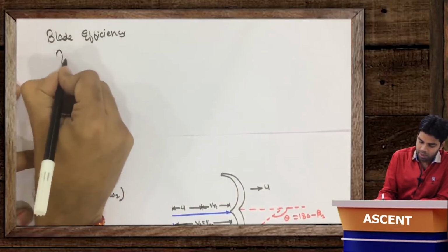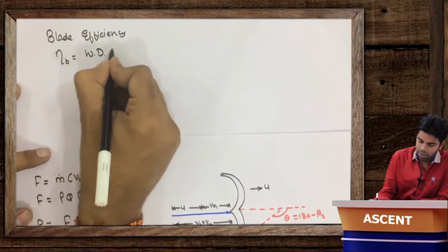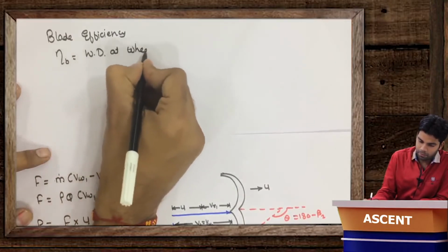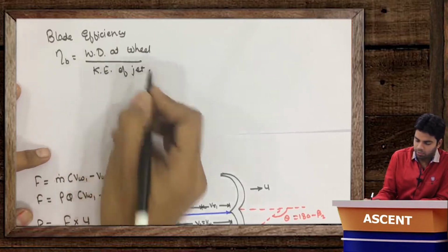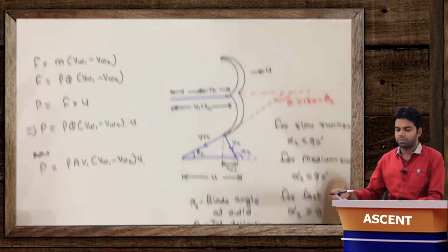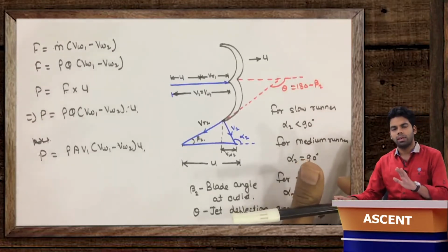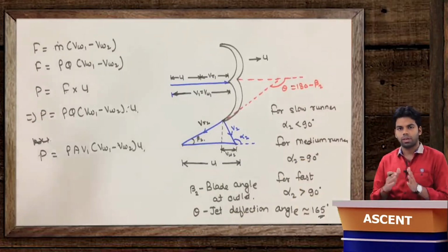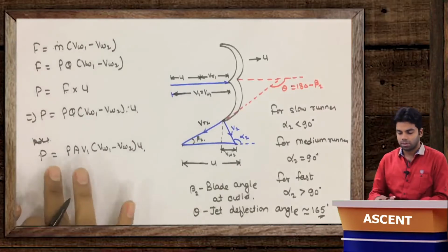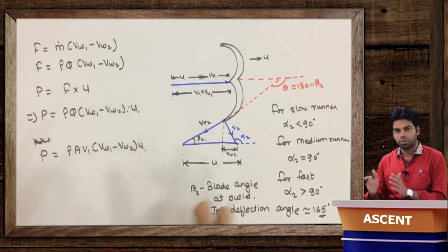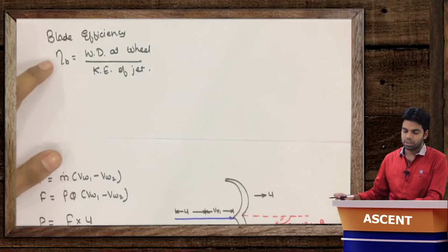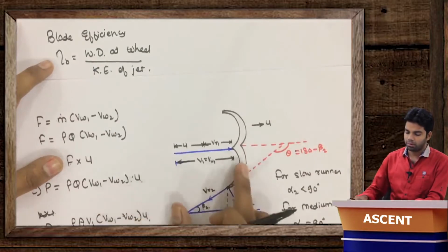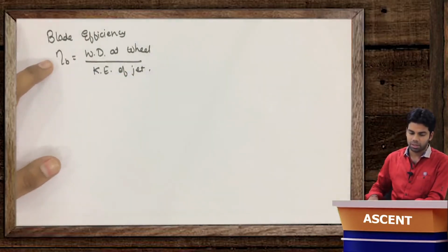Okay, now what is blade efficiency? This is nothing but work done at wheel divided by kinetic energy of jet. Why is this the blade efficiency? Blade efficiency is nothing but output of the blade divided by input of the blade. The output we are getting is nothing but the runner power. And the blade is getting input in the form of kinetic energy of the jet. So the blade efficiency will be equal to work done at wheel divided by the kinetic energy of the jet. Getting this?